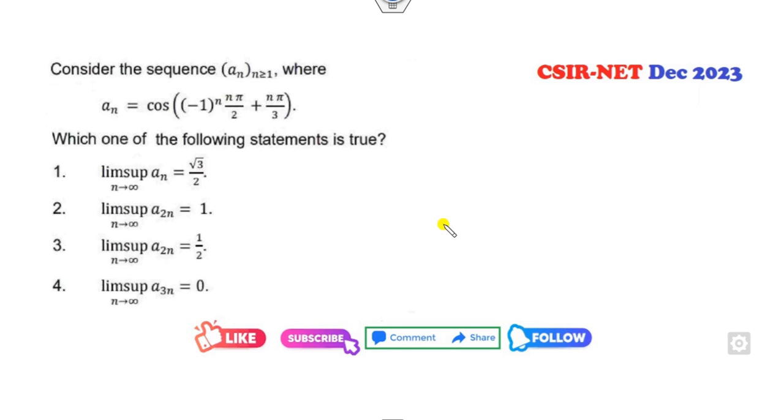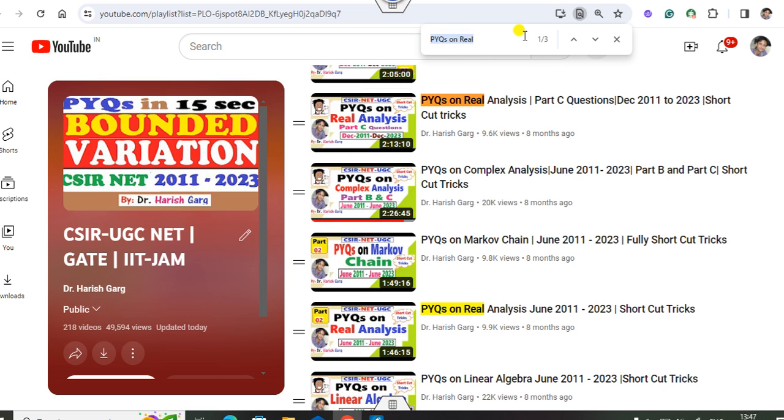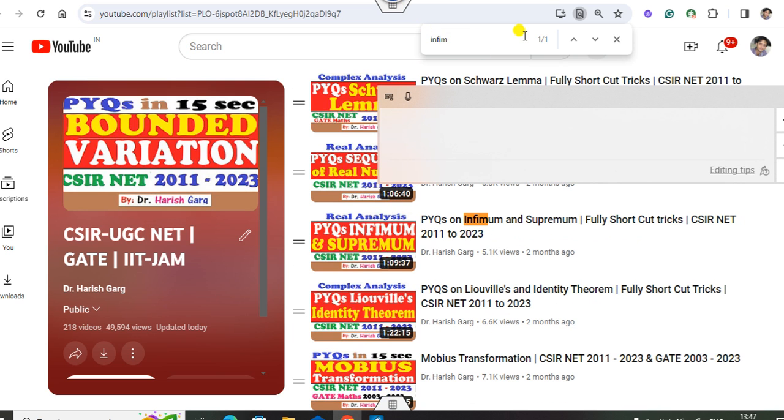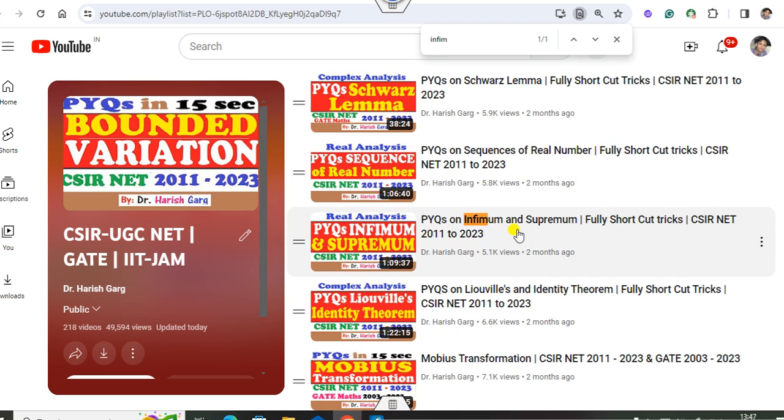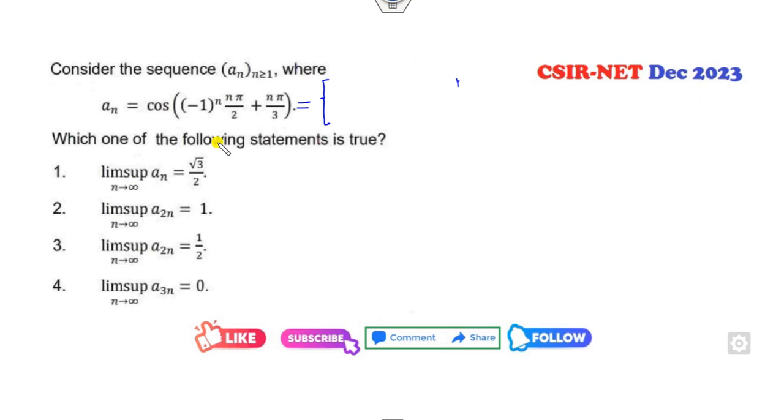Look at this another one. Consider the sequence and they are talking about the limsup here. It's a very simple question. You can simply remember my shortcut tricks which I gave you in my last lecture. You can watch my infimum and supremum lecture. It's fully shortcut tricks on how you can solve the infimum and supremum problems.